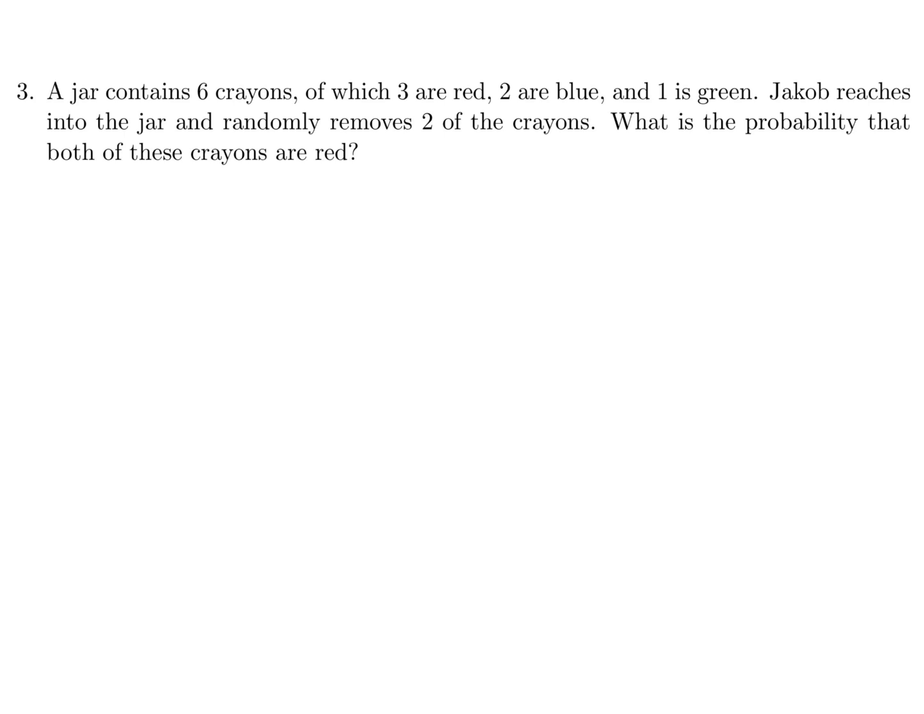A jar contains 6 crayons, of which 3 are red, 2 are blue, 1 is green. Jacob reaches into the jar and randomly removes 2 of the crayons. What is the probability both of these crayons are red?